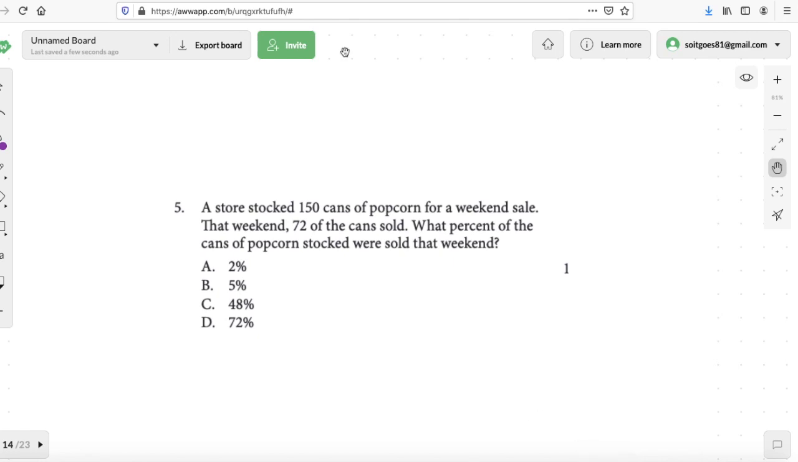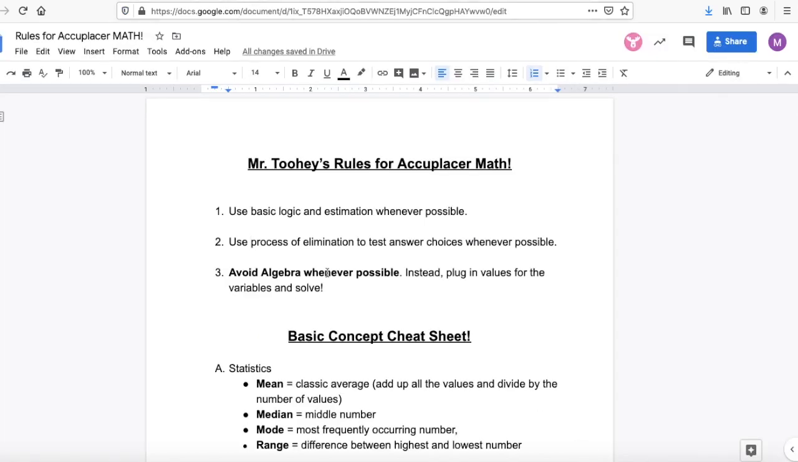Okay. Let's go back to the rules for mathing. We've got to read rule number 1 and 2. Read rule number 1 for me again. We just got to refresh this. Use basic logic and estimation whenever possible. Okay. Basic logic and estimation, and then rule number 2. Use process of elimination to test answer choices whenever possible.